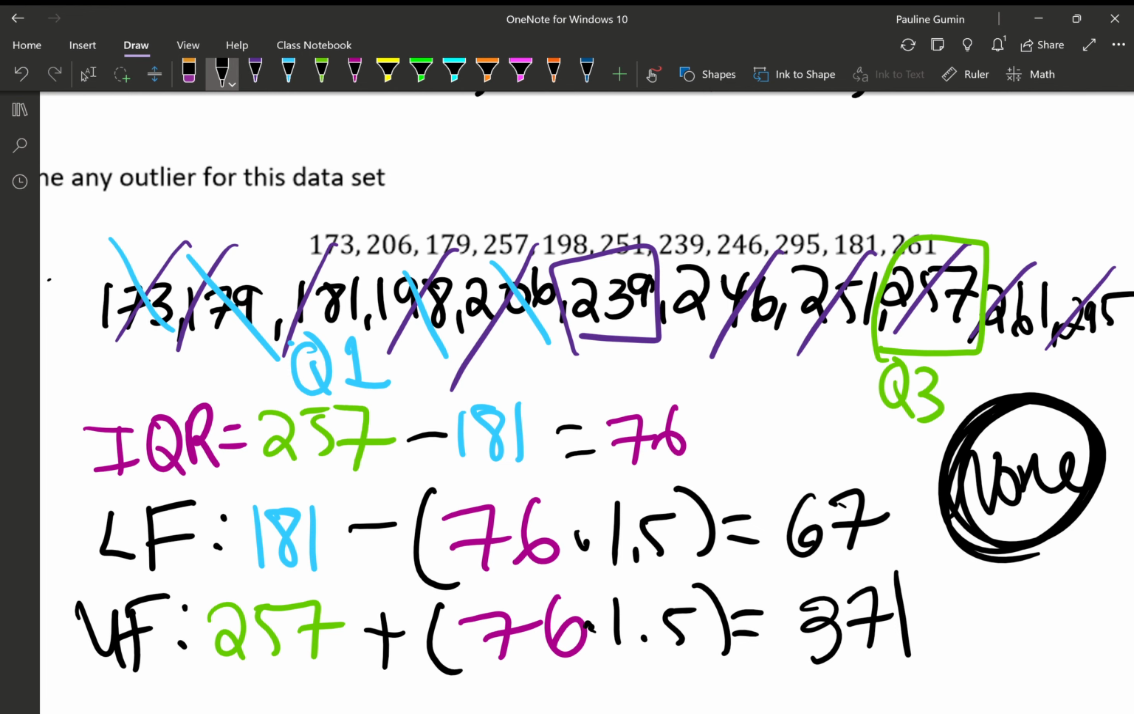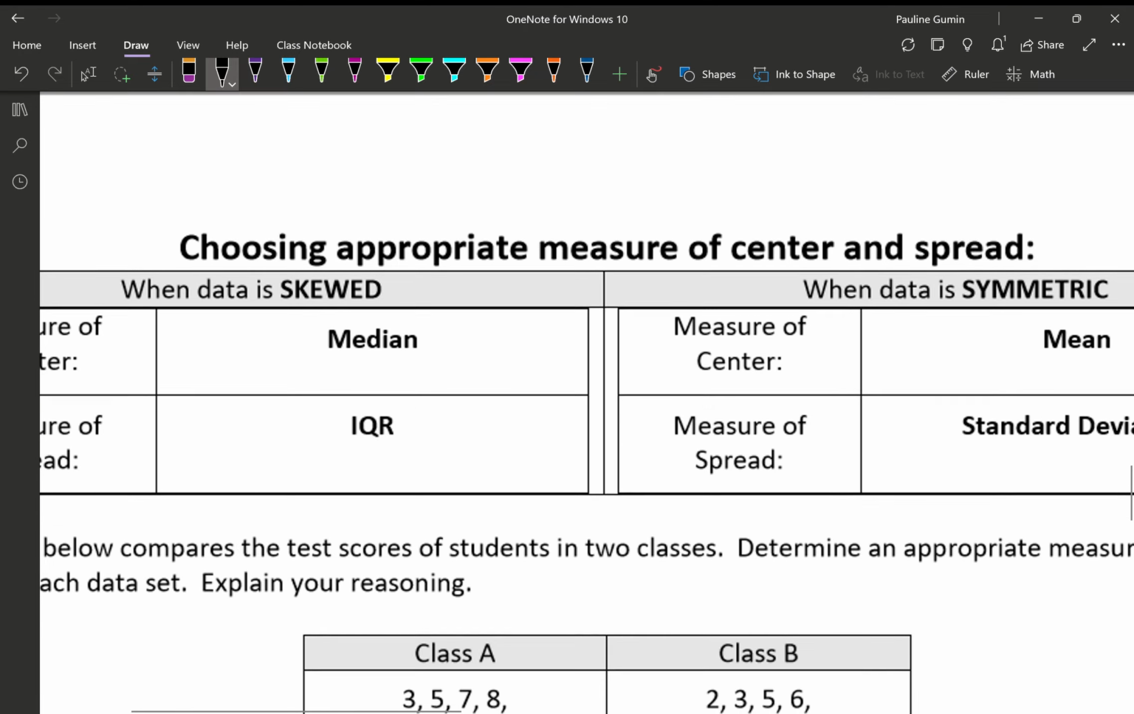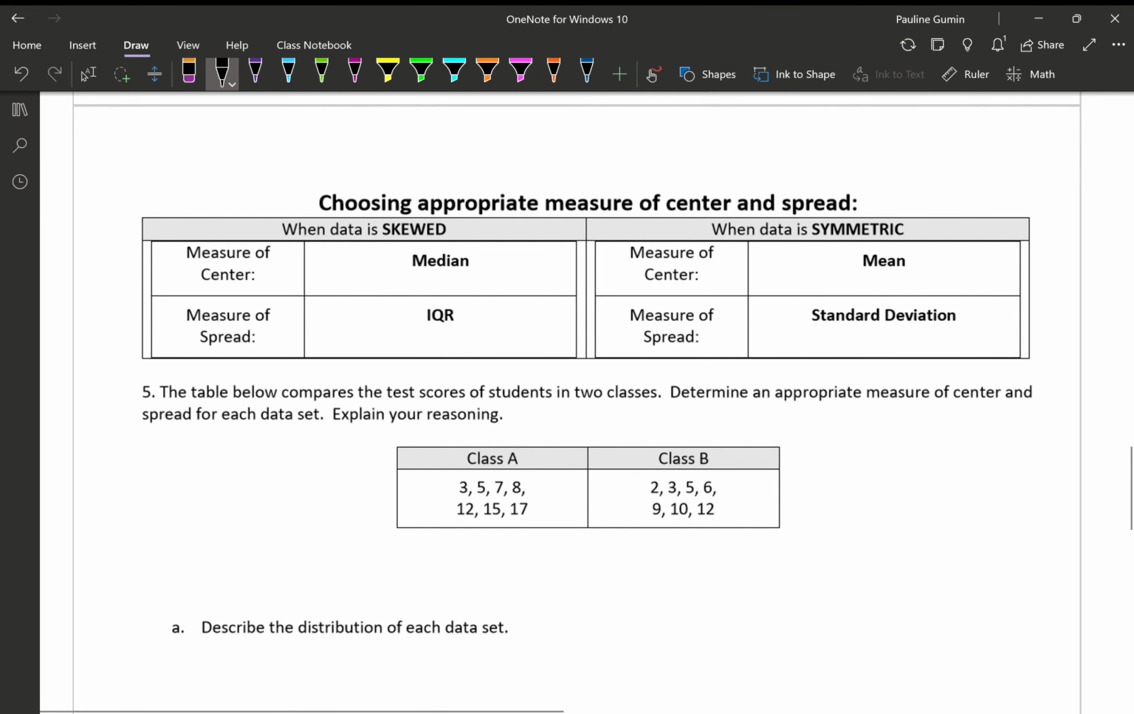All right. And let's continue to our last few problems. So we've talked about choosing the appropriate measure of center. So we picked mean or median, right? So if we picked the median, it was because our data was skewed, and we picked the mean if we had symmetric data. That's what we talked about just recently.